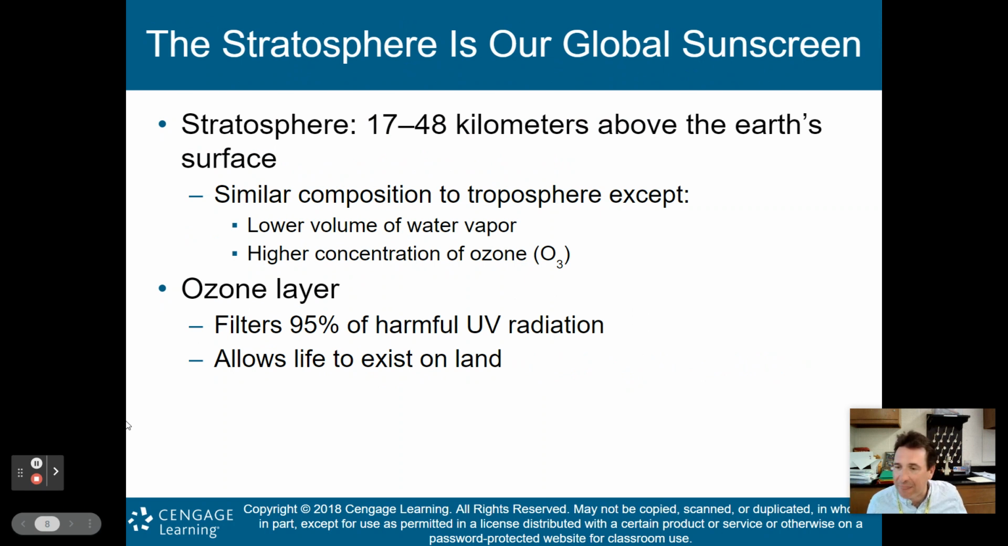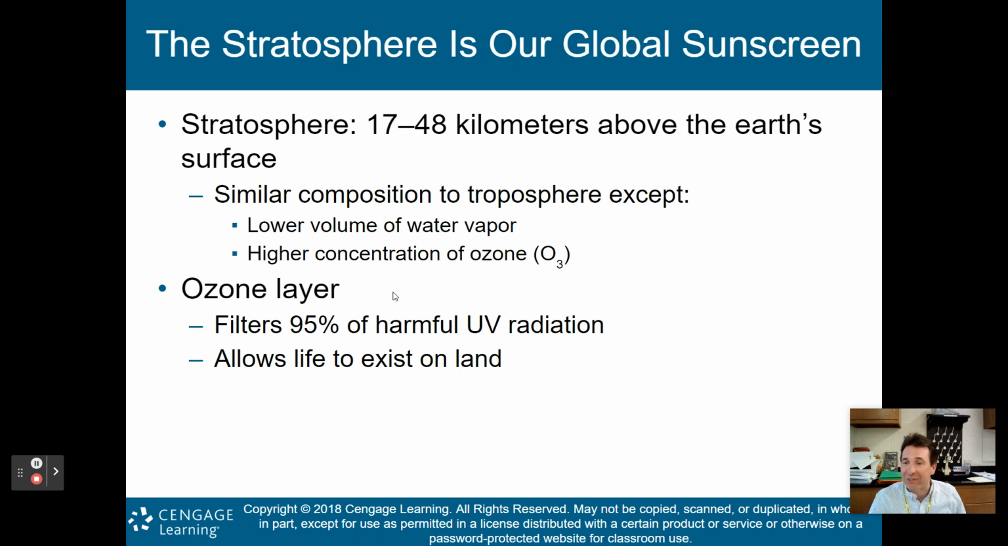The stratosphere is, again, the layer of the atmosphere above the troposphere, usually 17 to 48 kilometers above Earth's surface. Similar composition to the troposphere, except there's very little water vapor up there. That's why most of the weather occurs in the troposphere, because you need water vapor to produce weather, clouds, rain, snow, things like that. And the ozone layer is in the stratosphere. That's where your ozone, O3, has its highest concentration.